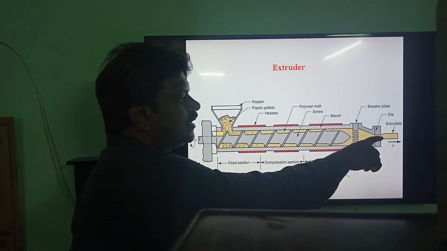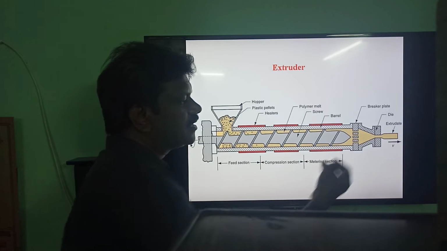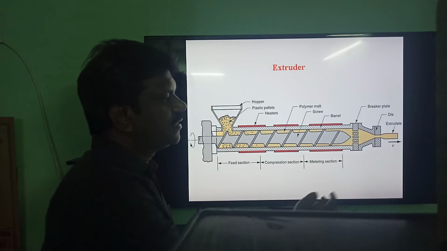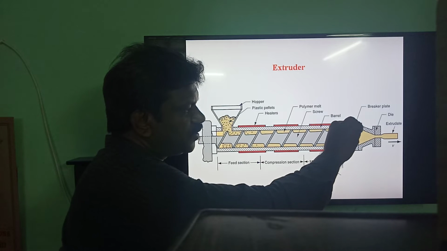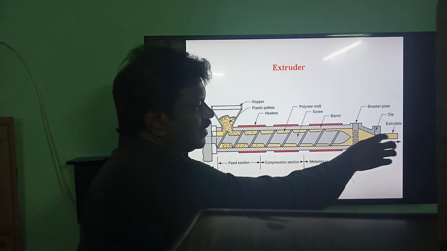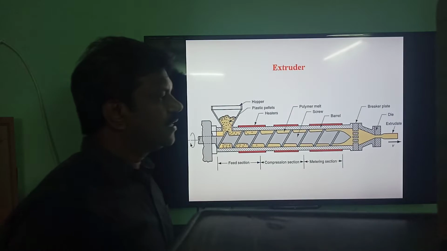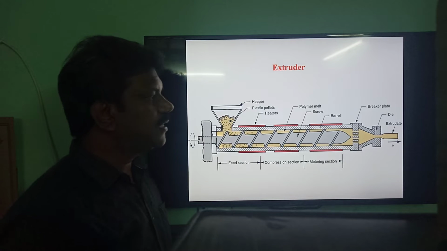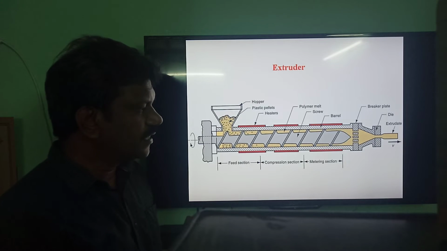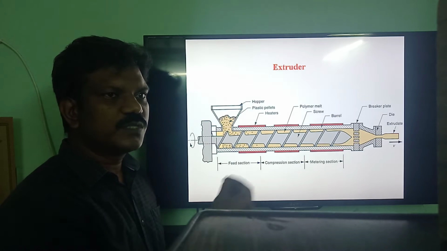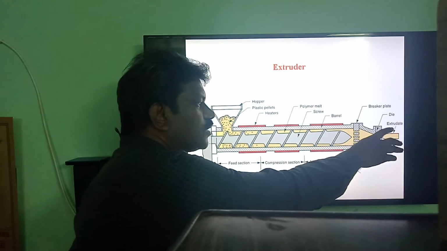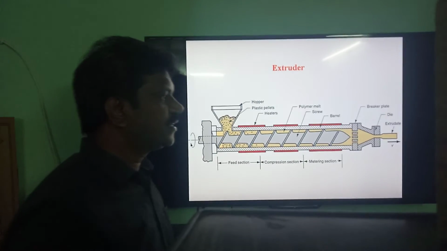Now the dimension of this extruded product is somewhat enlarged, because in the die opening the material is subject to compression. Once it goes beyond this, there is expansion. This is called the swelling of the plastics. This dimension depends upon the type of plastic we are using to produce the product. The extruded product is called the extrudate.